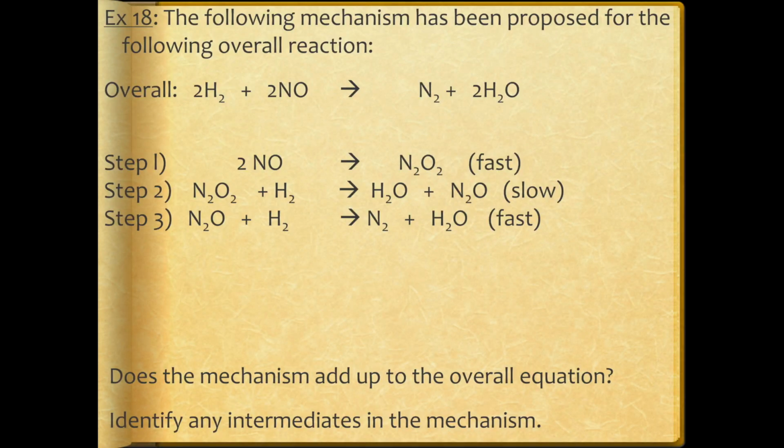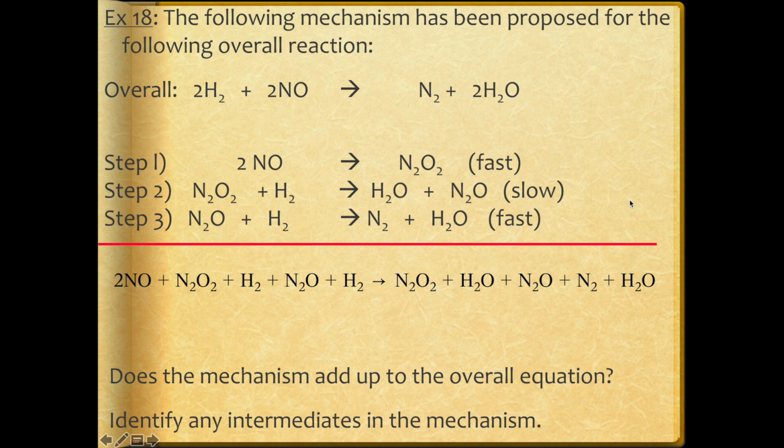Example 18, follow along in your notes. The following mechanism has been proposed for the following overall reaction here, and we have our 3 elementary steps. So let's see if this mechanism works for this. What we'll do is I'll usually just draw a line, and I try to just take everything that's on the left side and just write it down, and then put an arrow, and then put everything on the right side and write it down. So I'm going to do that virtually for you. And you have everything just laid all out.